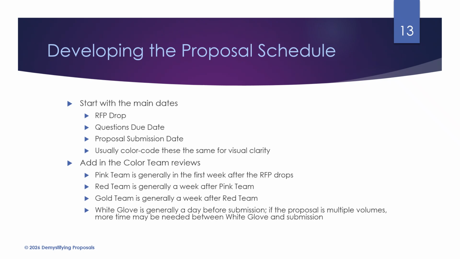When developing the proposal schedule, you want to start with the main dates. There's the RFP drop, the questions due date, and the proposal submission date. Generally, we color code these the same for visual clarity. Then you want to add in the color team reviews.